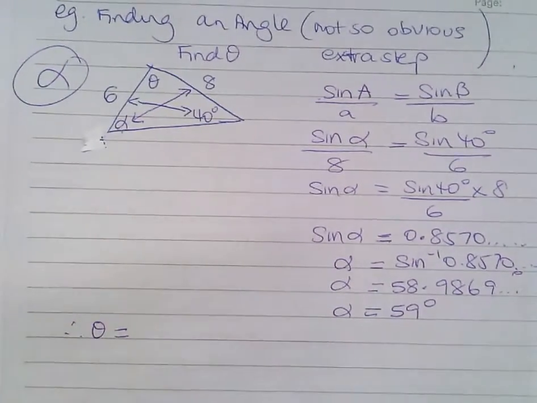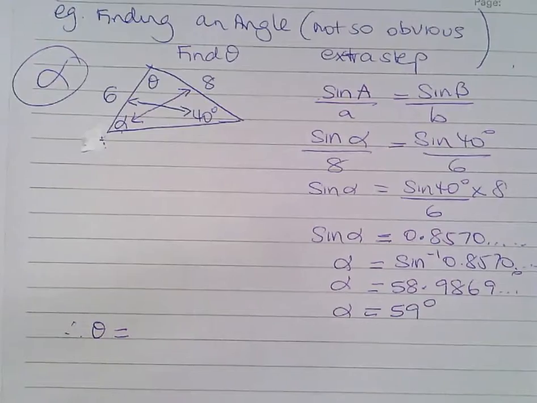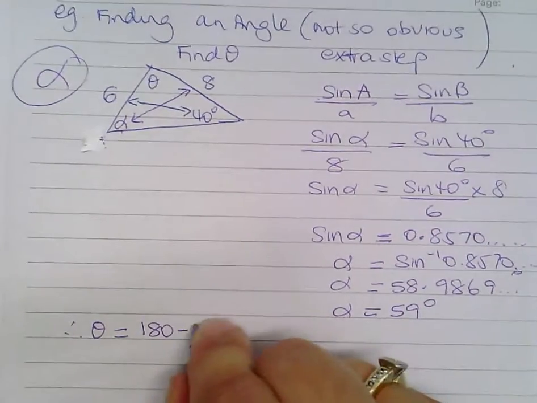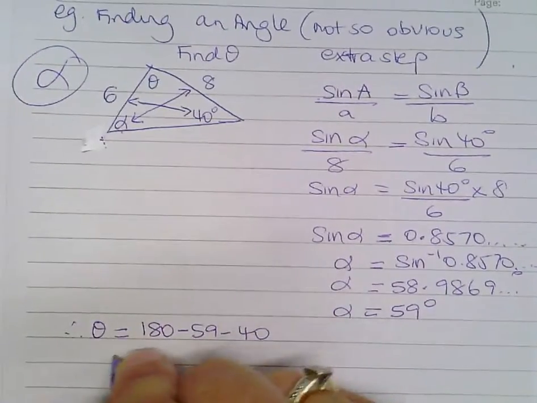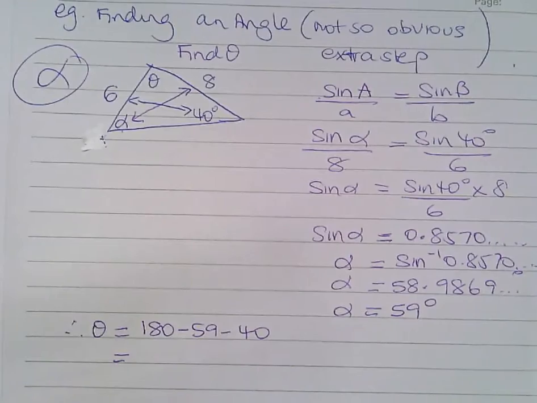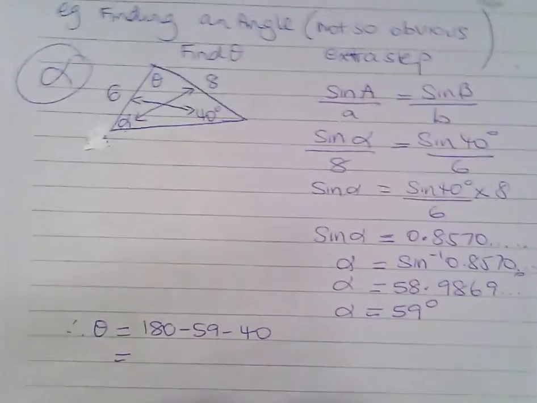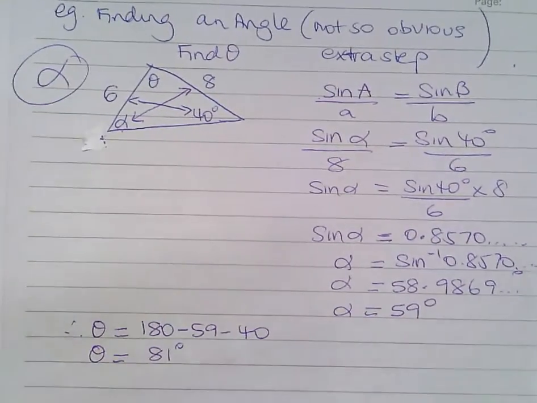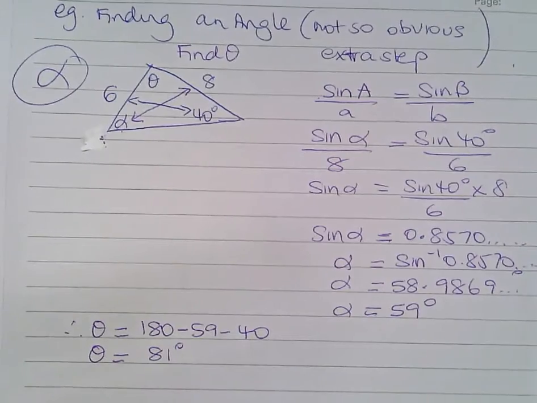Therefore, how do I find theta? It's just angle sum of triangle. 180 minus 59 minus 40. 81 or something? 71? I don't know. Someone work it out. That's nearly 100 off it. 81. So therefore, theta is 81 degrees. Okay?